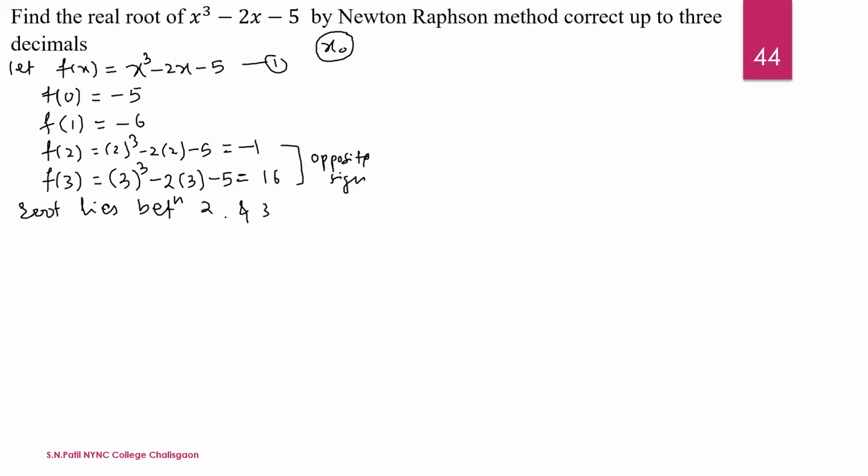Here we can choose x0 as 2 point something, but the value should lie between 2 and 3. So for the first approximation, since the root lies between 2 and 3, we choose x0 equal to 2, suppose.